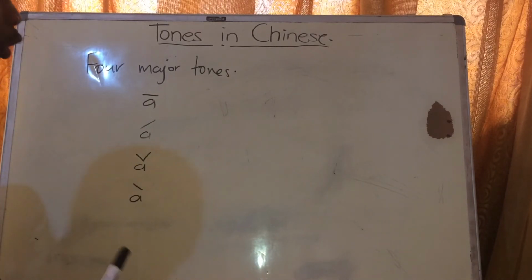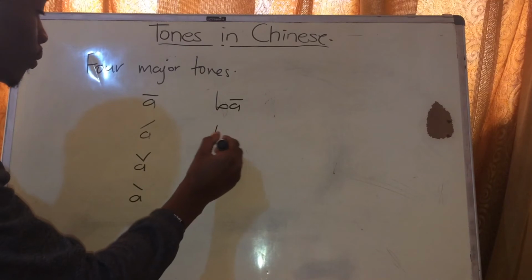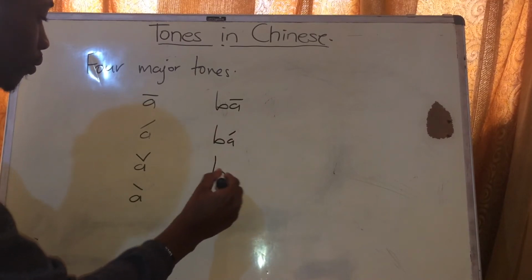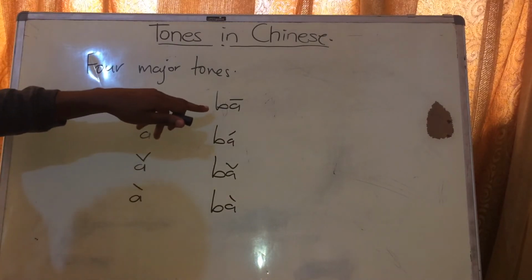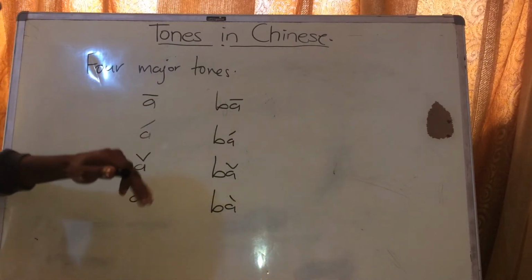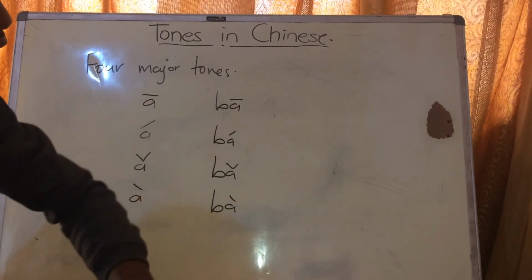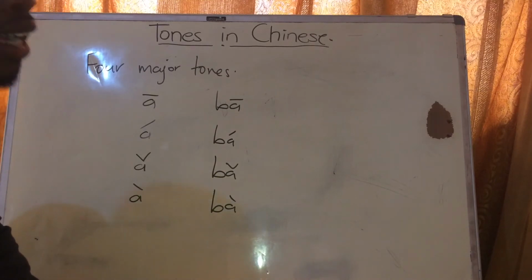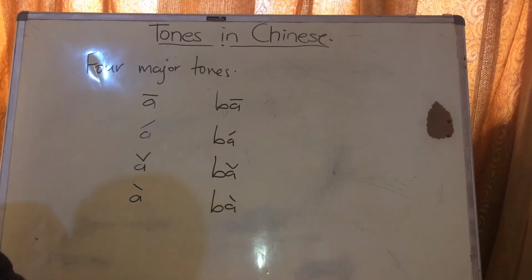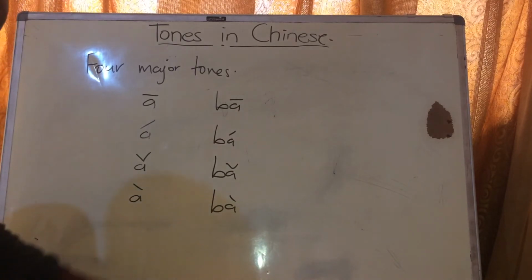Alright? So for any other syllable, for example, let's try and add B. This becomes ba, raising, ba, falling and rising, ba, and the last, the sharp tone or the falling tone, ba.